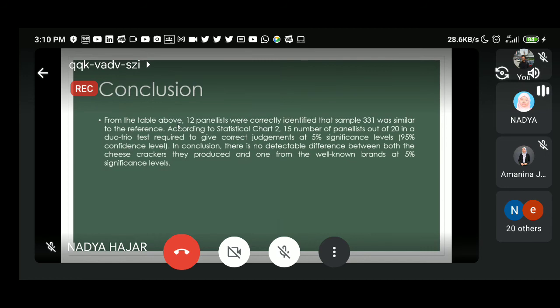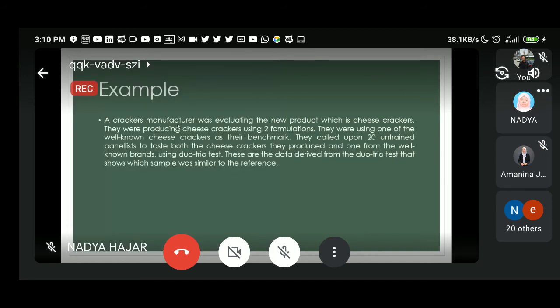Okay, so macam saya cakap tadi, terpulanglah sama ada di cracker manufacturer ni, apa objektif dia? Dia nak sama macam yang ada dekat pasaran ke dia nak yang tak ada dekat pasaran? So sebenarnya dia nak membezakan antara dua formulation dia ke sebenarnya dia nak dua formulation itu sama? So depends on the objectives.